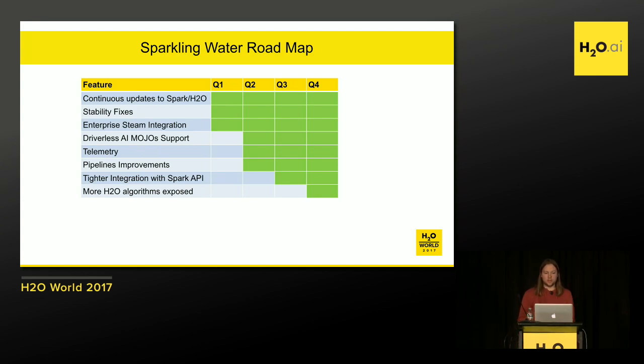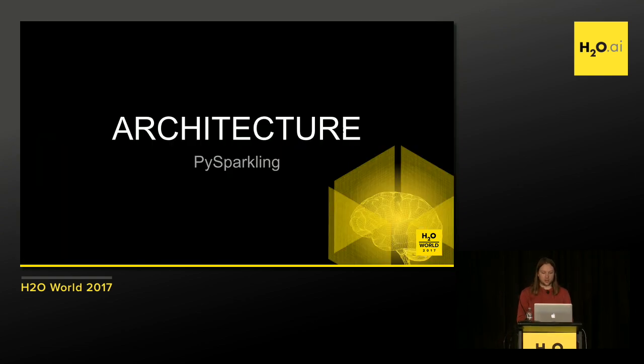And pipeline improvements, which means making sure that in Python and Scala we have all the consistent arguments in pipelines. And for the last 2 quarters, we plan to integrate better with Spark and expose more H2O algorithms in Sparkling Water. Right now, everybody can use all the algorithms we have, but they are just not wrapped inside of nice APIs. So what we want to do is to create small nice wrappers around other algorithms such as k-means and other algos.